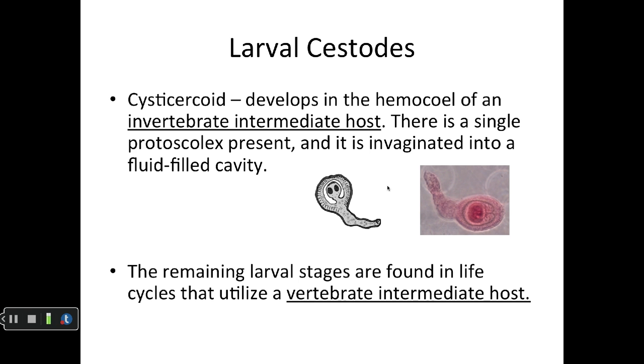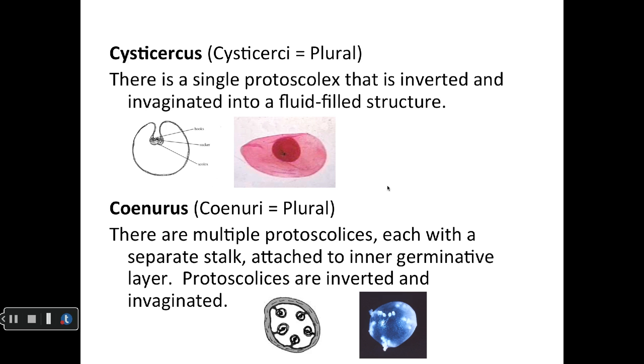The remaining larval stages that we're going to talk about are found in life cycles of tapeworms that utilize a vertebrate intermediate host. And we first have the cysticercus. So cysticercus is the singular form, cysticerci is plural. And in the cysticercus, there is a single protoscolex, but it is both invaginated and inverted, which you can see from this line drawing here. So here you can see that the protoscolex is basically upside down or inverted as well as invaginated.